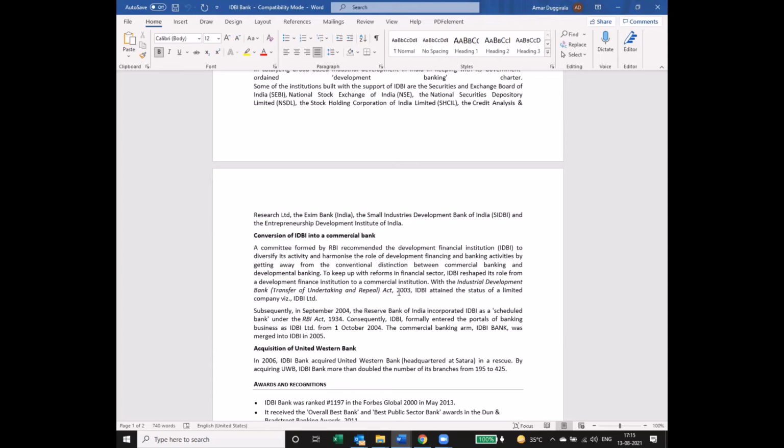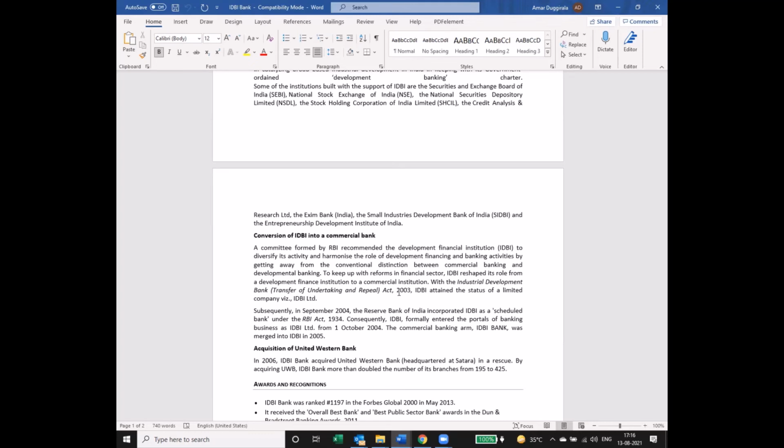Through the financial sector reforms in the year 2003, an amendment was picked up in the Industrial Development Bank of India Act 1964. The amendment was the Industrial Development Bank Transfer of Undertaking and Repeal Act 2003, which means Industrial Development Bank of India Act 1964 was repealed, right? Repealed is basically a word used for conversion of that act into a different act. And IDBI attained the status of a limited company called IDBI Limited at that time.